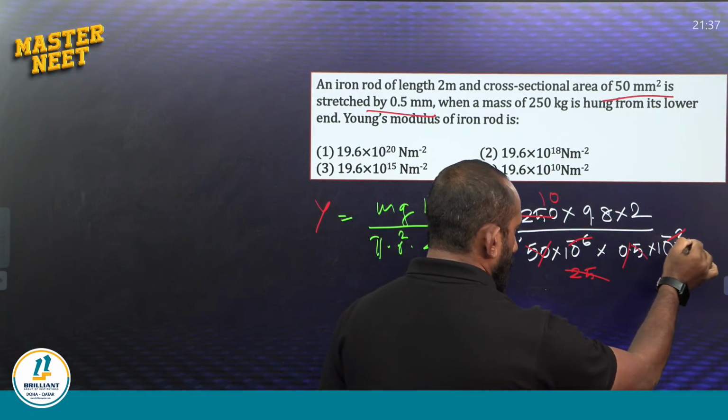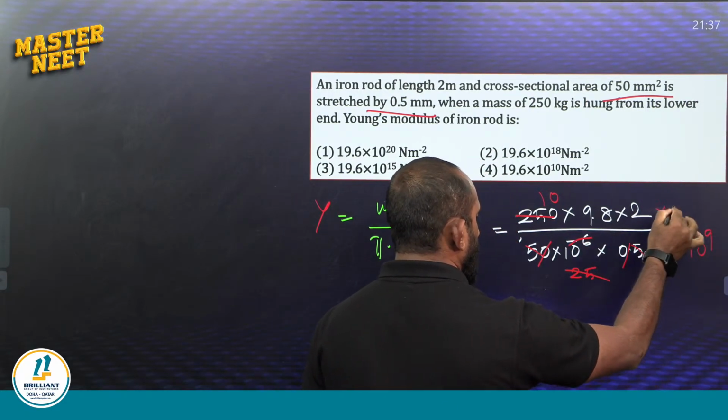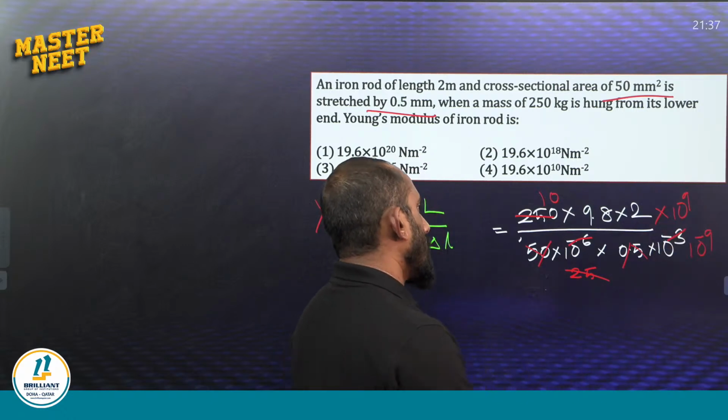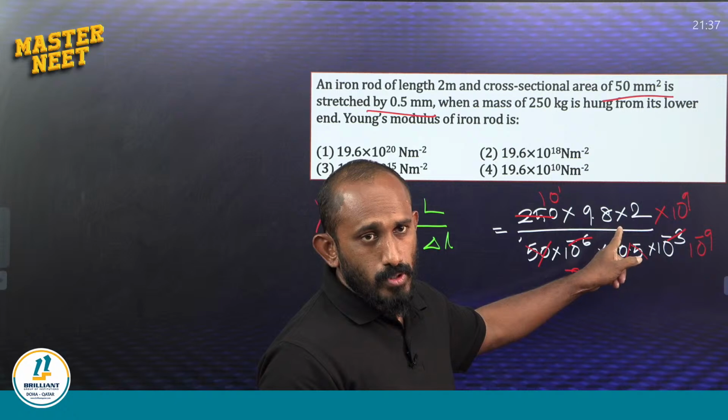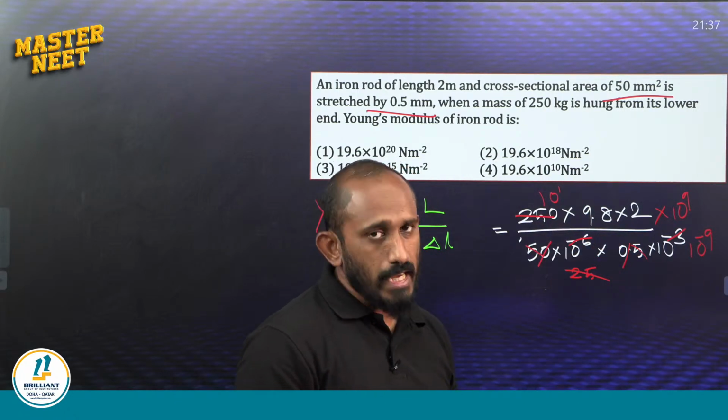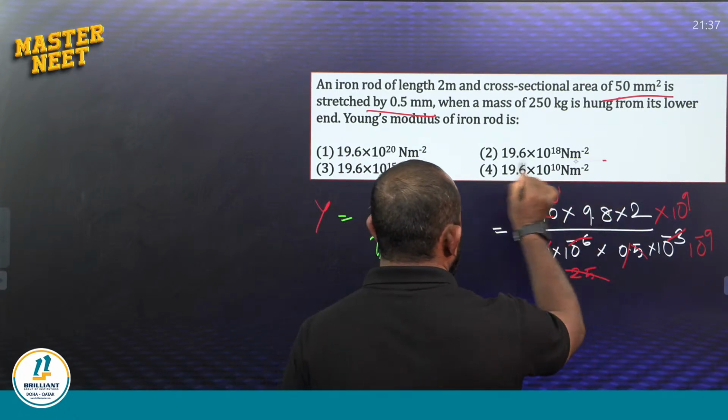Minus 6 minus 3, that is 10 raised to minus 9. You take it up, 10 raised to 9 is coming. Okay, 10 raised to 1 and 10 raised to 9 is there. Then 2 into 9.8, that is 19.6. So 19.6 into 10 raised to 10 is the correct answer. So option 4 is the correct answer.